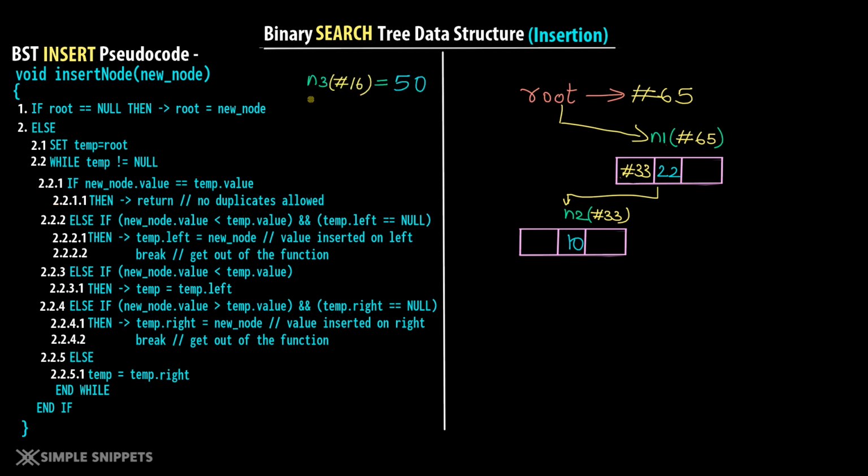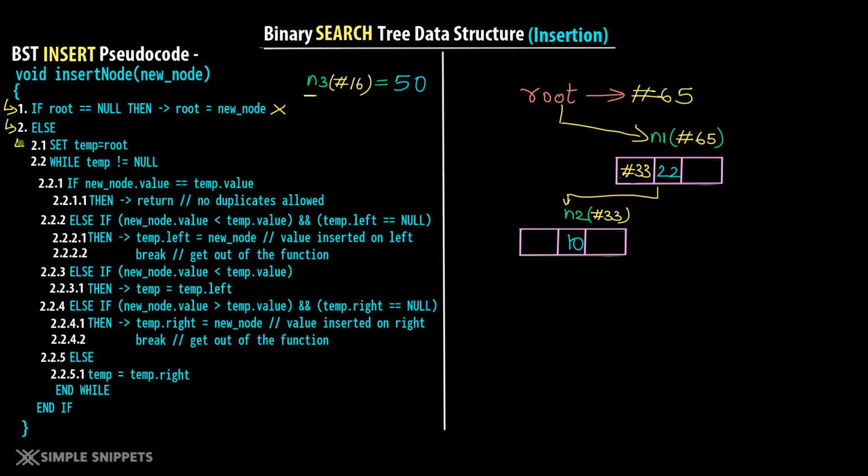Okay. So let's say now we want to insert a new node n3, which is created at the address of hash 16 and has the value of 50. So just by looking at it, we know that n3 has a value of 50. 50 is greater than 22, so it has to be the right child. But let's go through this entire pseudocode and see which condition matches, and then we will understand the pseudocode step by step better. So starting off with the first condition, if root equal to null, then root equals new node. Of course, root is not null, root is still pointing to hash 65, which is n1. So this condition will not be executed. We will move to the else.